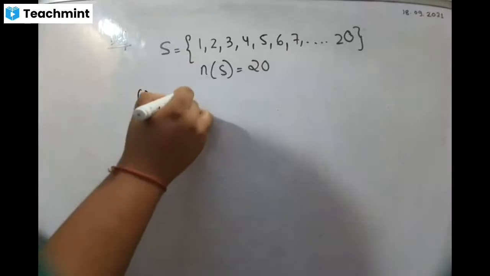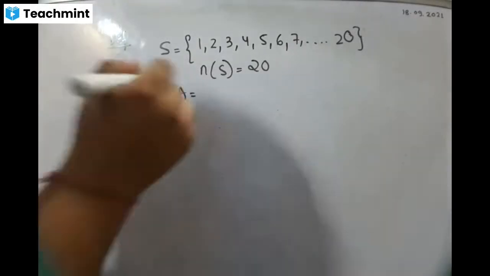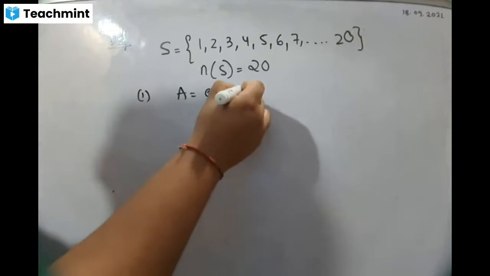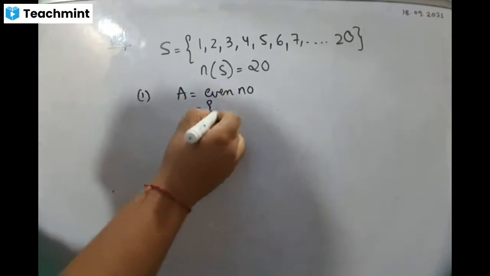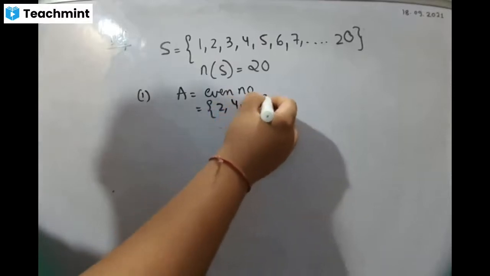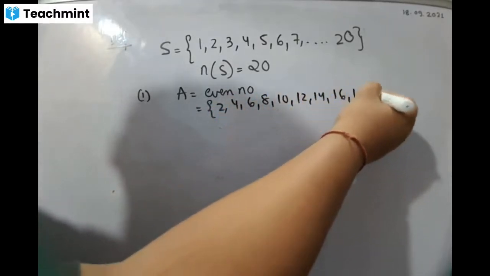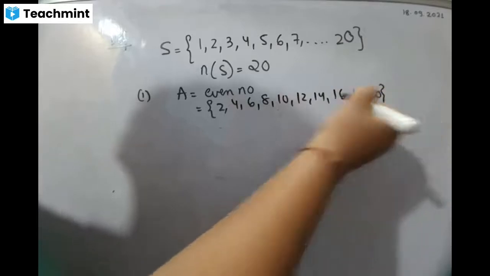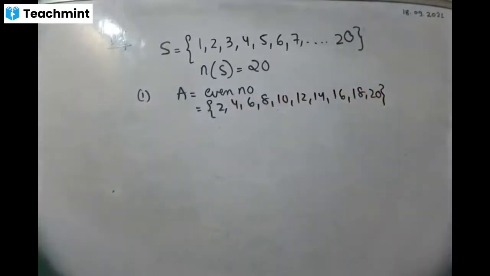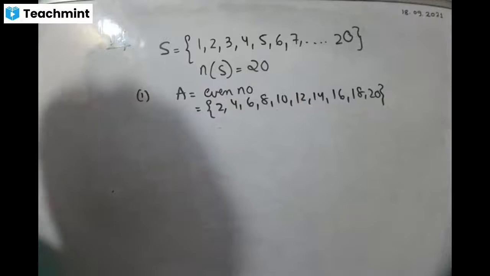So the first event, that means the set of elements which I need, are your even numbers. So can you tell me what are your even numbers? So even numbers are 2, 4, 6, 8, 10, 12, 14, 16, 18, and 20. So these are numbers which are favorable to this particular event, because I want to find out the probability that out of 20 cards, the card which I draw is an even number.